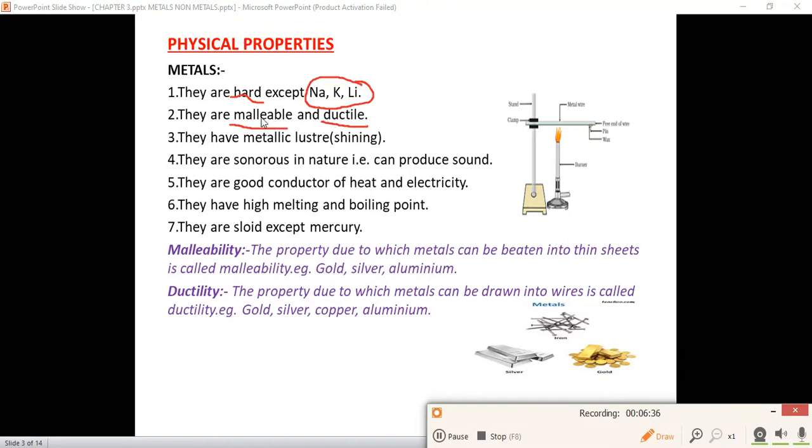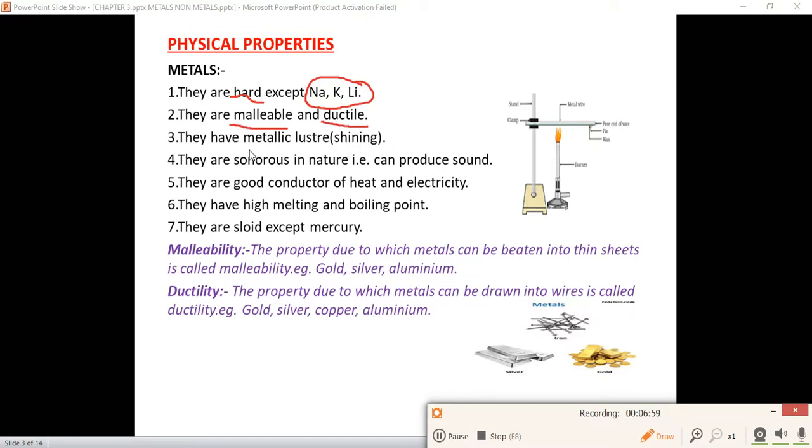Malleable means the metals can be beaten into thin sheets. You can see gold sheets, silver sheets or aluminum foil. Metal can be beaten into thin sheets. Ductile means metal can be drawn into thin wires. We have seen the wires of copper, aluminum, etc. So metals have the property of malleability and ductility.